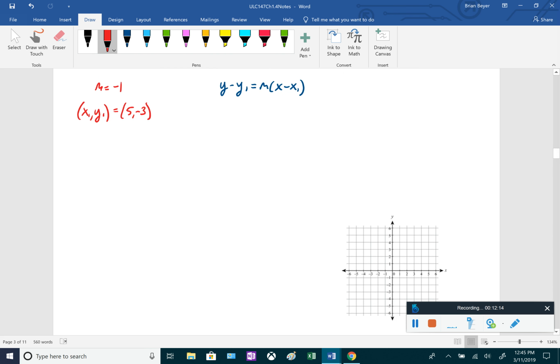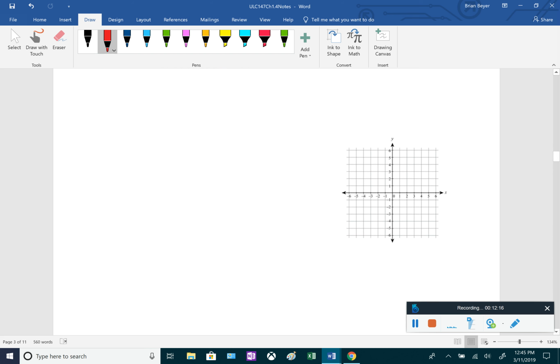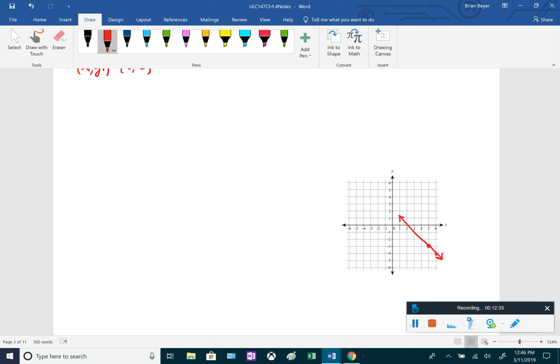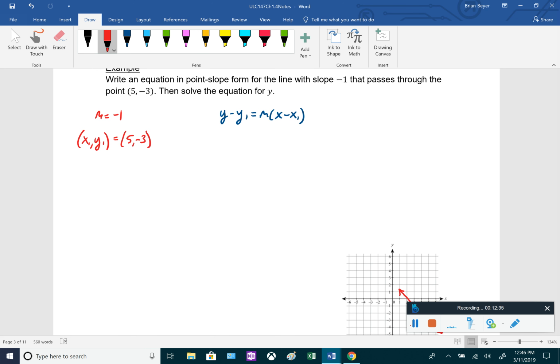So let's plot this out and just see what it's going to look like. So 5, -3 is going to be right here, and it has a slope of -1. Once again, we'll be graphing these more accurately in a second. So for now, just take my word for it. It's going to look something like that. So we're trying to come up with the equation of that line right there.